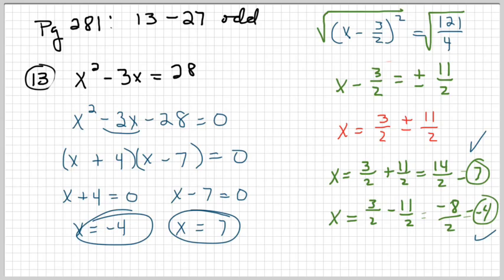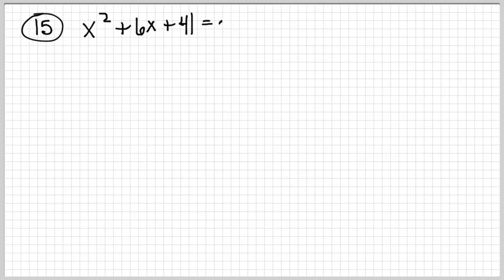Okay, let's go to the next problem. Let's take a look at problem 15. 15 says the following. Solve the equation x squared plus 6x plus 41 equals 0.